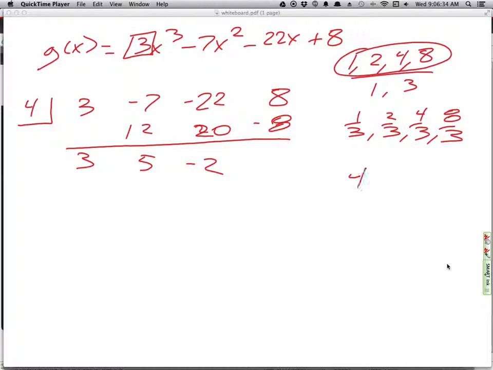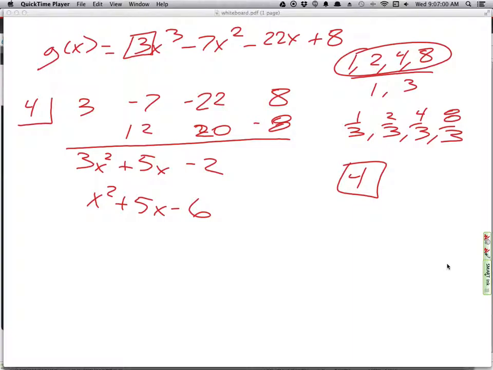So we like 4. And notice I started with an x cubed, so what am I dealing with now? I'm dealing with an x squared. So this is x squared plus 5x minus 2. And what do I want to do to that? I want to factor it. So how do we want to factor that? Slide and divide.